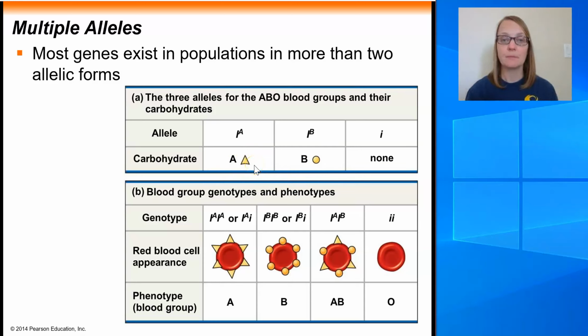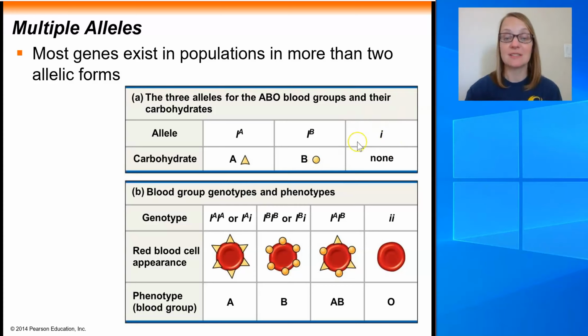In this case, it's a type A carbohydrate, and in this cartoon, we're using the triangles to show that particular carbohydrate. The second allelic option for this ABO blood group gene is also a dominant allele, but this is a dominant B allele, and what it does is it creates an enzyme that will produce and add a different carbohydrate, the B carbohydrate, to the surface of your red blood cells, and we use the circle to signify that kind of carbohydrate.